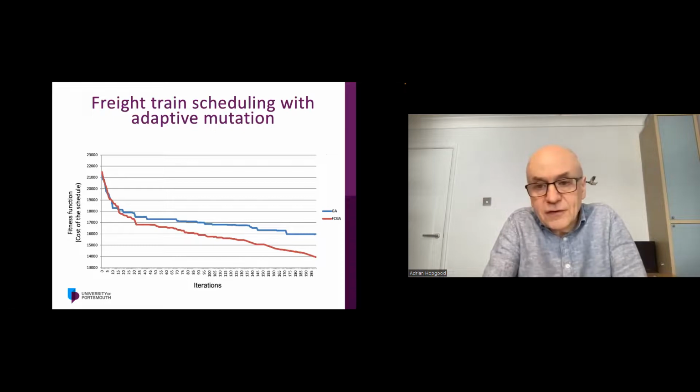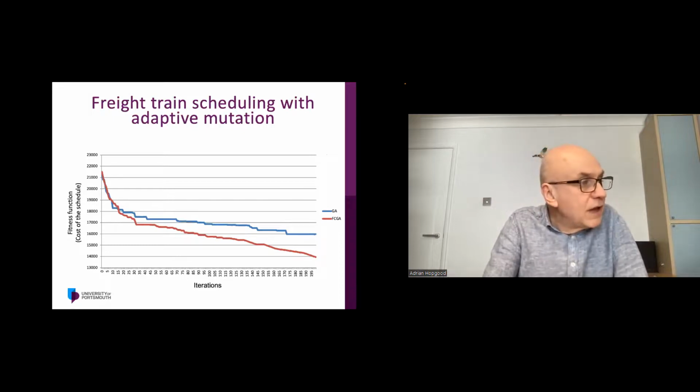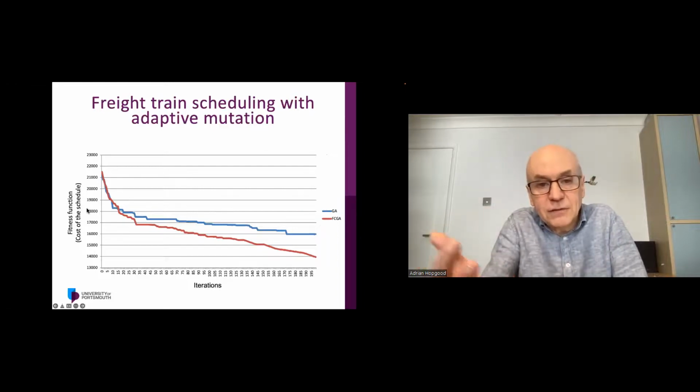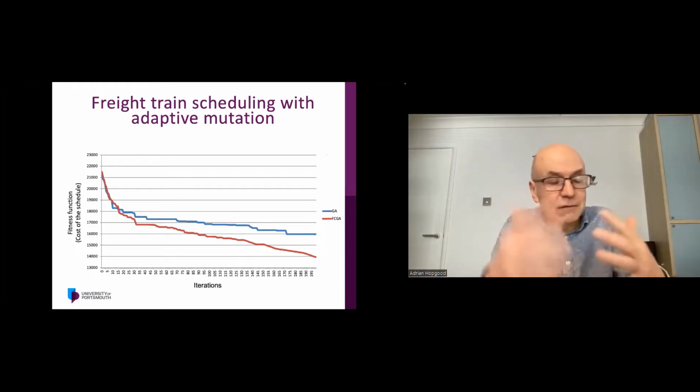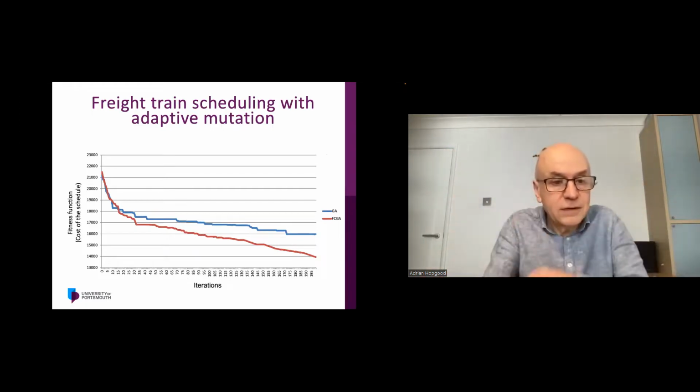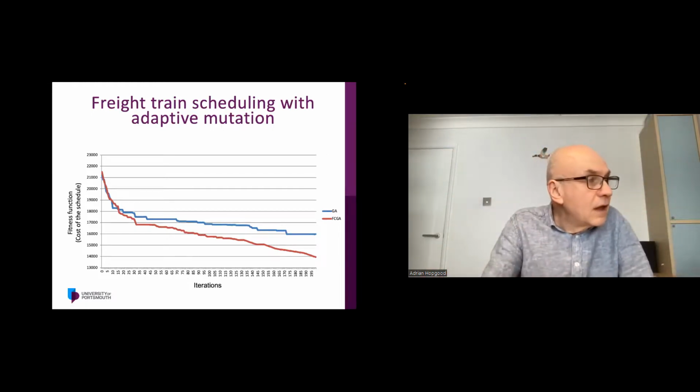And these are the results. If we start with the blue line, which is our standard genetic algorithm, what we'll see here is that the cost of the schedule, so that's the inverse of fitness. Fitness is something you want to maximize. Cost is something you want to minimize. Conceptually the same, just one's the negation of the other.